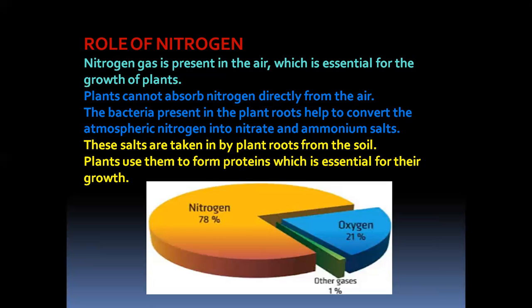You will study this in higher class. These salts are taken in by plant roots from the soil. Plants use them to form proteins, which are essential for their growth. These proteins are not only for plants' growth, even for human growth it is useful. So all the pulses you can take, Bengal gram, green gram, the proteins are present in groundnut, peanut. Is it clear, children? Those are the examples of nitrogenous plants, we'll call it.